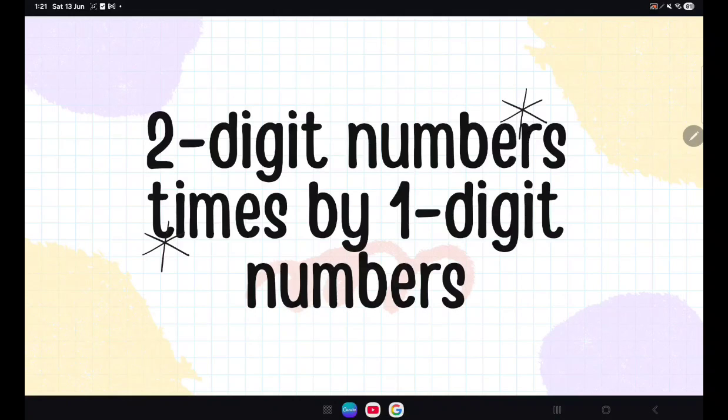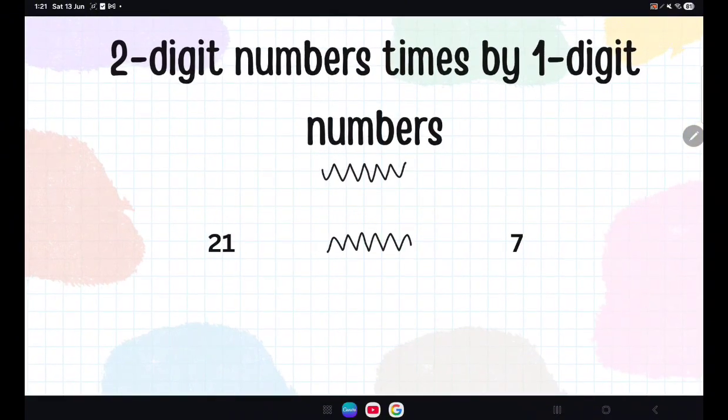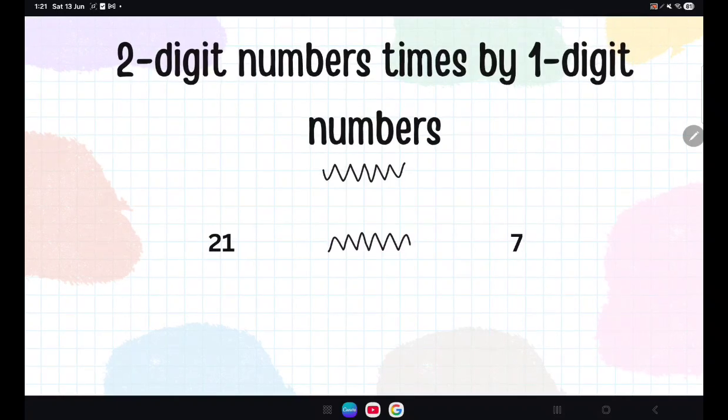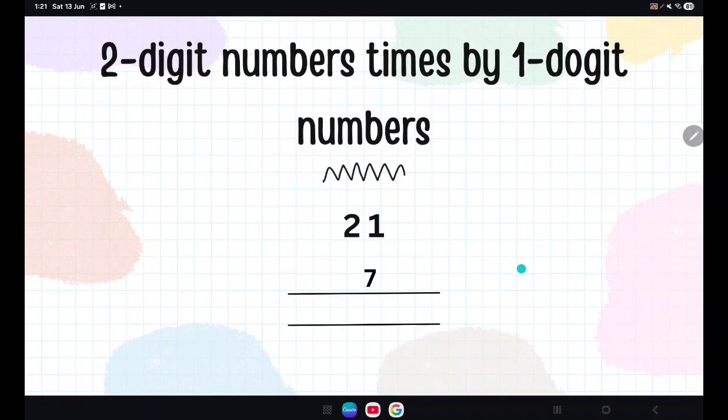Now we are going to be moving on to 2-digit numbers times by 1-digit numbers. So here we have the two numbers, 21 and 7. Now we need to differentiate these two numbers. 7 is a 1-digit number, whilst 21 is a 2-digit number. And because of that, we're going to put 21 at the top and 7 at the bottom. So always put your 2-digit number at the top and your 1-digit number at the bottom because it makes it so much easier for you.